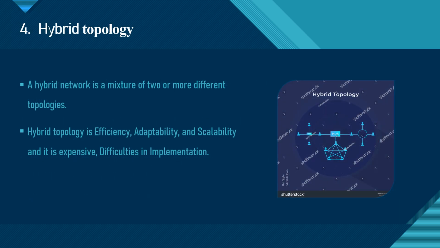The last one is hybrid topology. A hybrid network is a mix of two or more different topologies. Hybrid topology offers efficiency, adaptability, and scalability, but it is expensive, with difficulties in implementation.